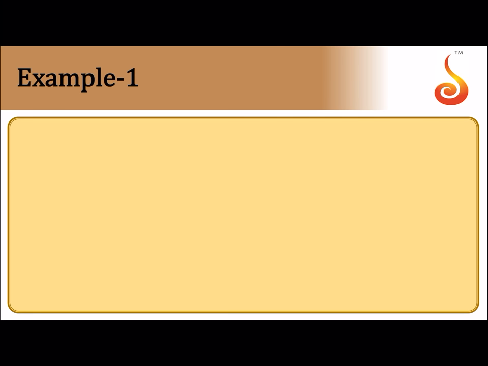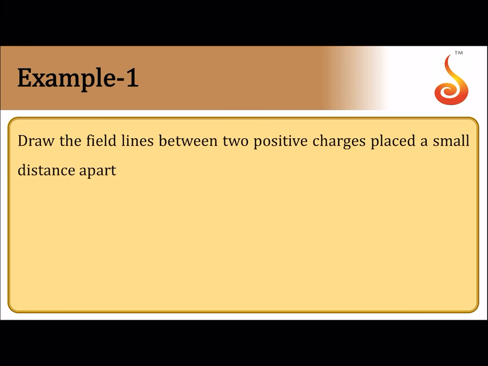Let's do a couple of examples on drawing electric field lines. So example number one. These are classic standard questions that typically come in PU, 2-mark questions. So it's important you practice all of these and get them right. Draw the field lines between two positive charges placed a small distance apart. All of you write down, two positive charges, small distance apart. That's your heading. Electric field line when I have two positive charges a small distance apart.